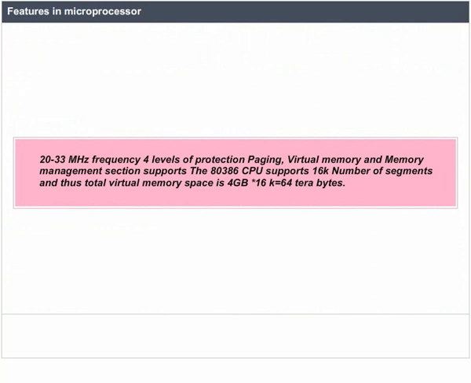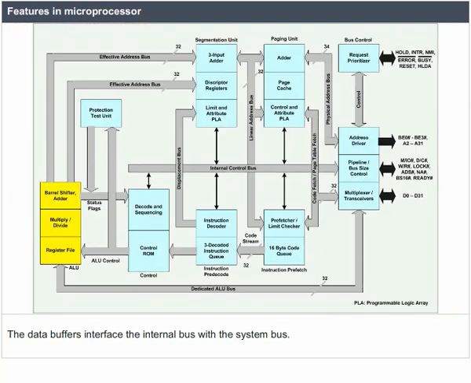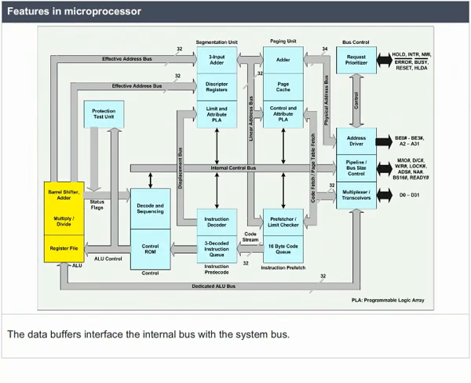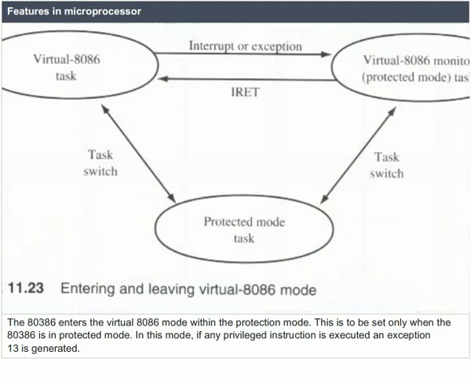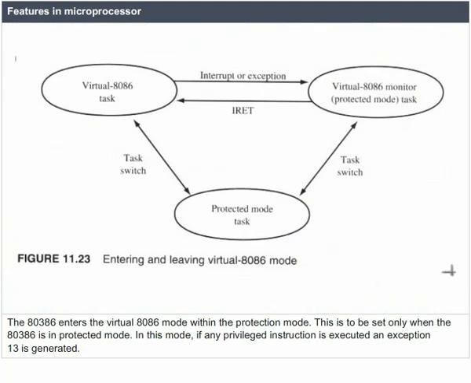The data buffers interface the internal bus with the system bus. The 80386 enters the virtual 8086 mode within the protection mode. This is to be set only when the 80386 is in protected mode. In this mode, if any privileged instruction is executed, an exception 13 is generated.